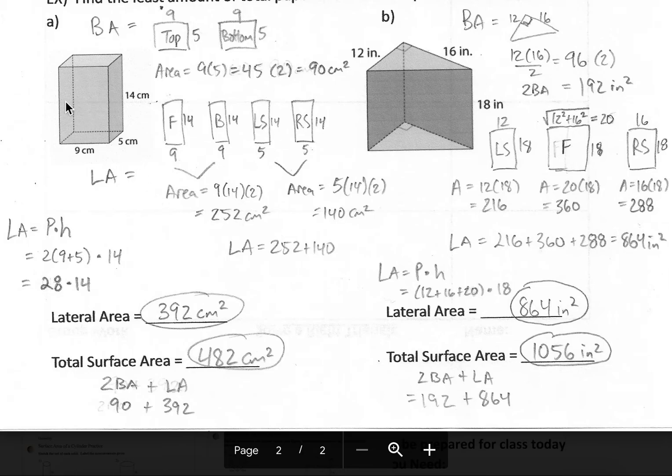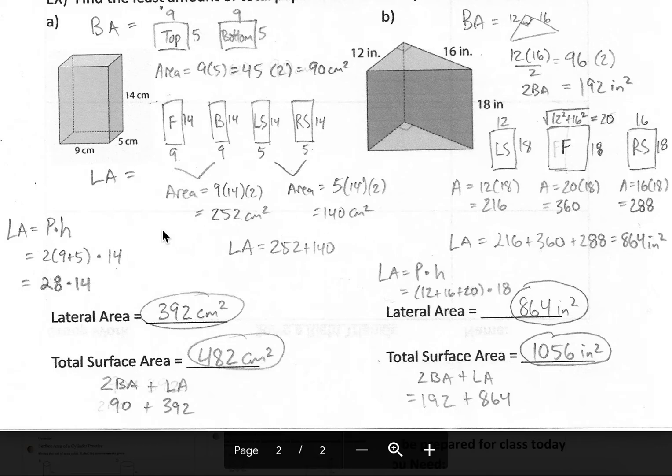Still have two more rectangles. I got the left side, I'm going to call it LS. That has a width of 5 and a length of 14, so 5 by 14 there. The right side is the exact same rectangle, same dimensions, 5 by 14. So let's find the area of 1 and double it. 5 times 14 times 2 is 140 square centimeters.